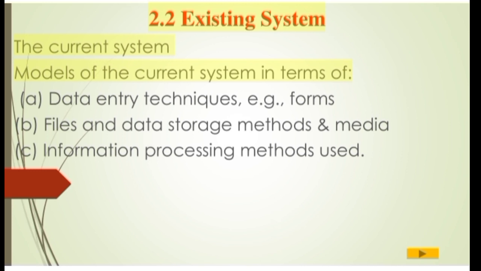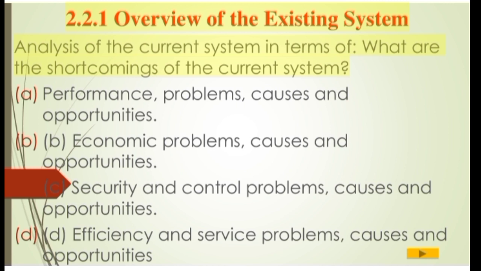2.2 Existing system. The current system. Models of the current system in terms of A. Data entry techniques, e.g., forms. B. Files and data storage methods and media. C. Information processing methods used. 2.2.1 Overview of the existing system.